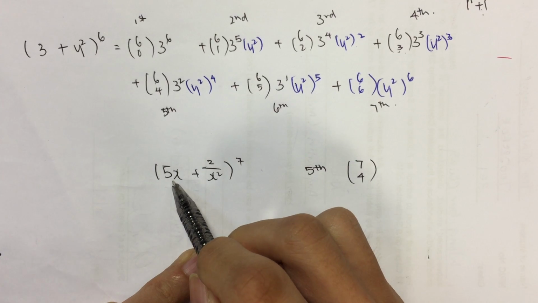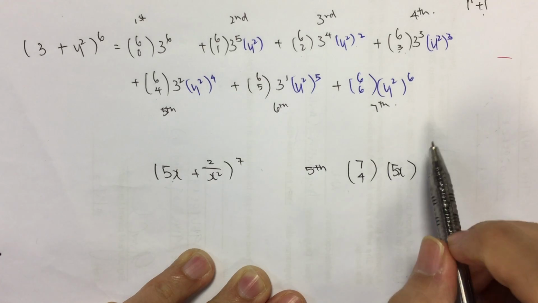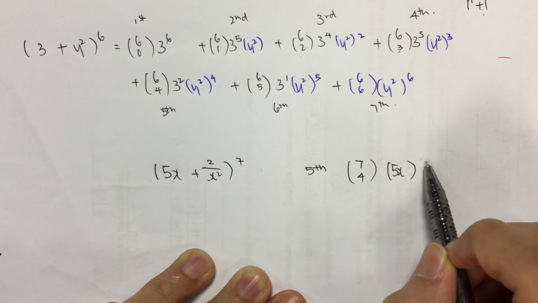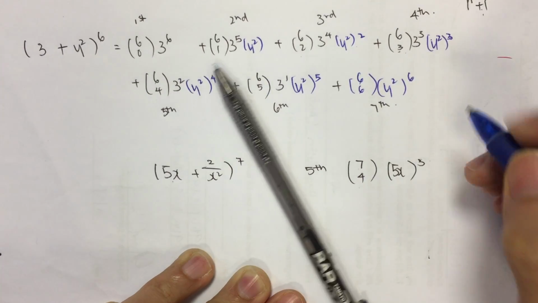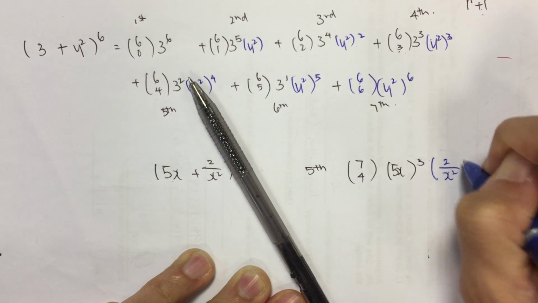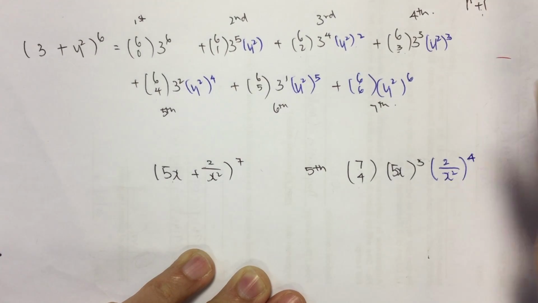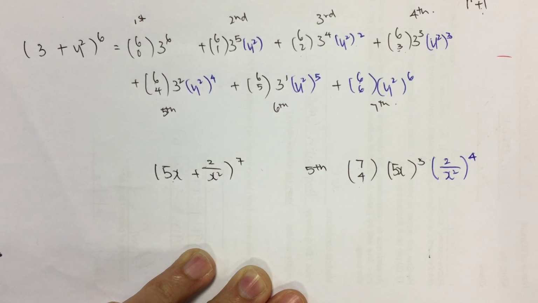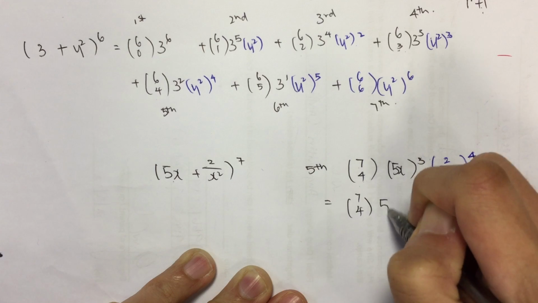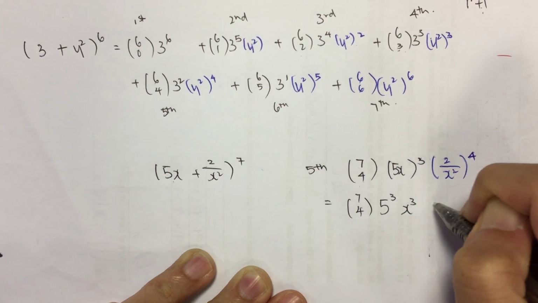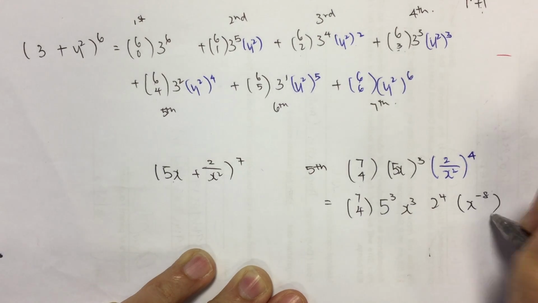Now the first term here in the expansion is 5x, so I have 5x to the power of something. What number appears here? 7 minus 4. Okay, then I will have this 2 over x squared. What is the power? The power is this number, 4. So then I will be able to simplify this to look like 7C4, 5 cubed, x cubed, 2 power 4, x power negative 8.